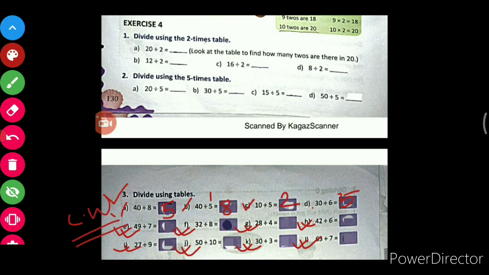I hope that you have understood about the using of these multiplication tables. You have to find out the number in the multiplication table, and then you can easily get the answer. I hope that you have understood about the division using tables.